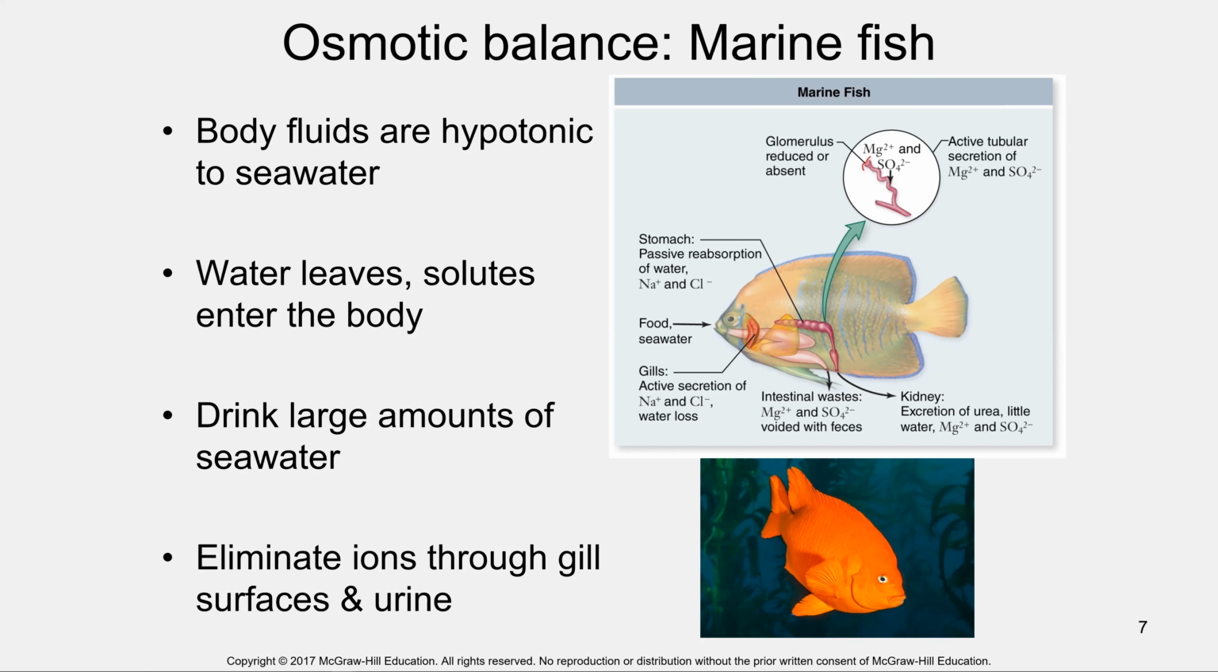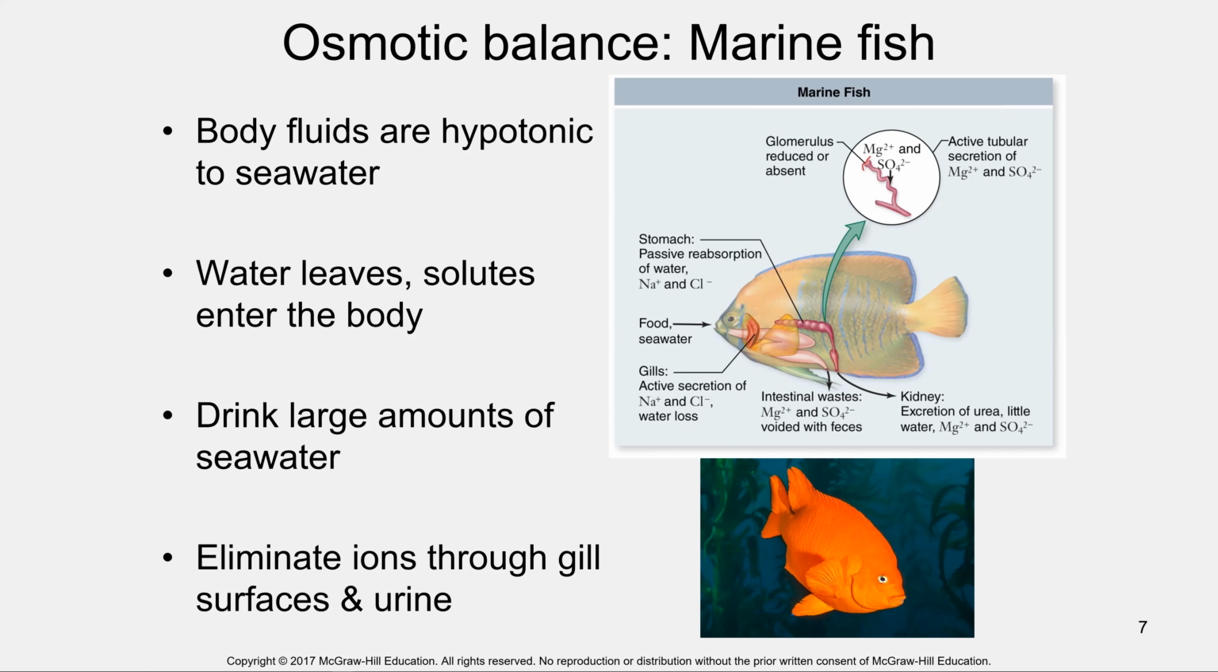And to compensate for this continuous water loss, marine fish drink large amounts of seawater. Now there's calcium and magnesium in seawater, and many of these cations that are contained in seawater that the marine fish ingests remain in the digestive tract and are eliminated through the anus. Some are absorbed though.